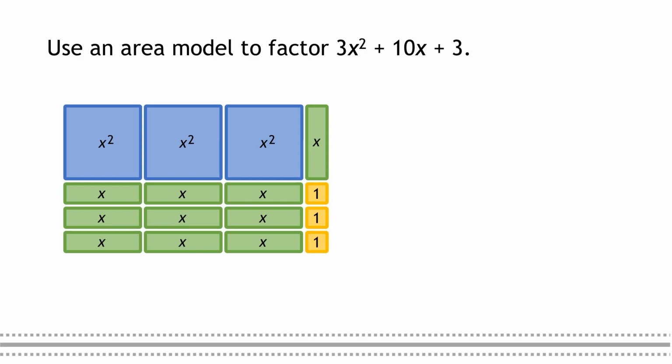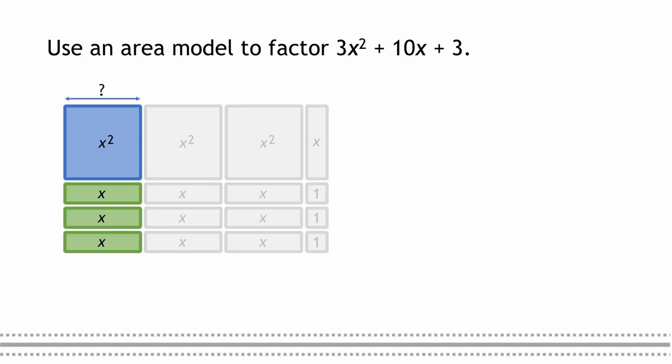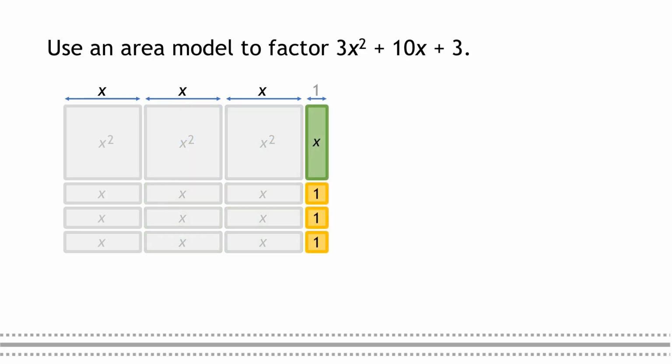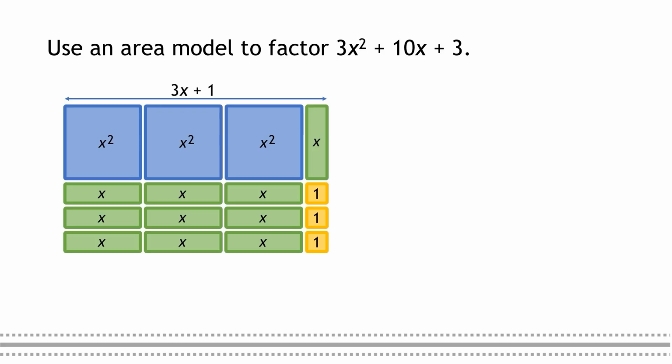Now let's find the factors by looking at the length and the width of the rectangle. Let's start with the length. What is the length of this first column? It's x. The second and the third columns match the first, so their lengths are also x. What about the fourth column? That's 1. So the length is 3x plus 1.